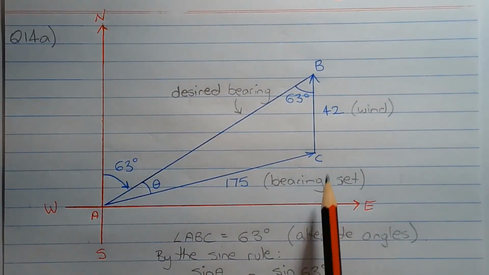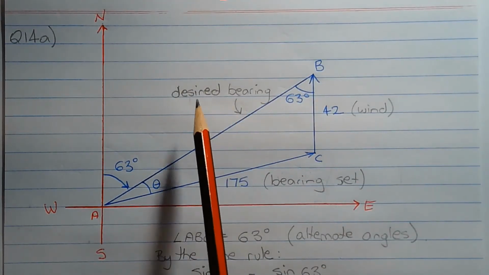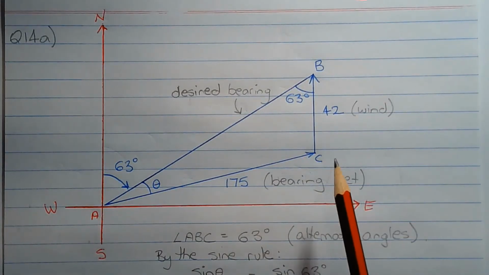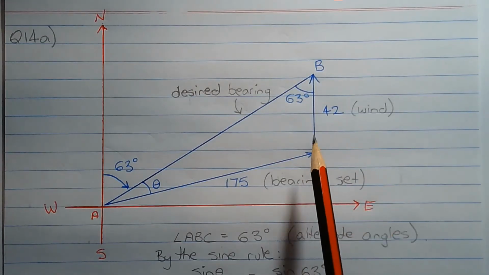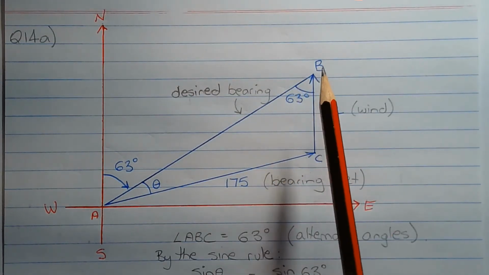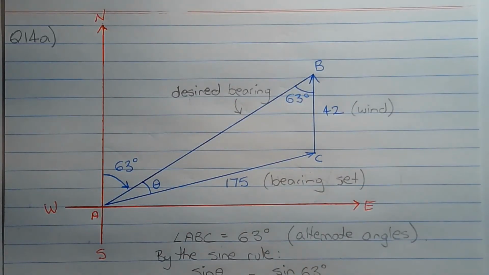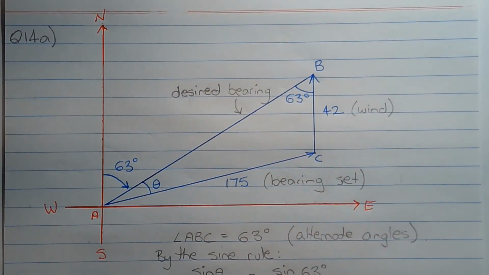The following diagram represents the situation. Vector AB represents the desired bearing of the plane, 63 degrees from true north. Vector CB represents the wind from the south at 42 kilometers per hour, which acts on the plane in such a way as to push the direction of the plane toward north. And vector AC represents the bearing that needs to be set in order to compensate for the wind pushing against the plane, which will be 63 degrees plus theta degrees.